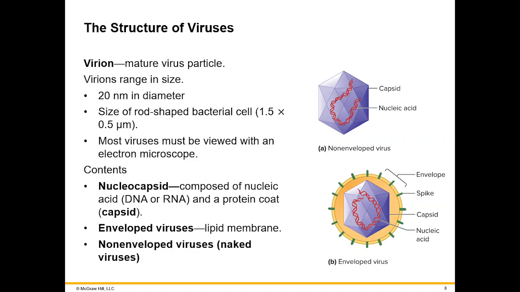The mature virus particle is what we call the virion, and we usually observe these virions outside the cell. Inside the cell, they do not form these structures, except when they are about to be released outside the cell. The virions range in size from 20 nanometers to the size of a rod-shaped bacterium. Because they are very small, they must be viewed by an electron microscope. We do not really observe them much with a light microscope.